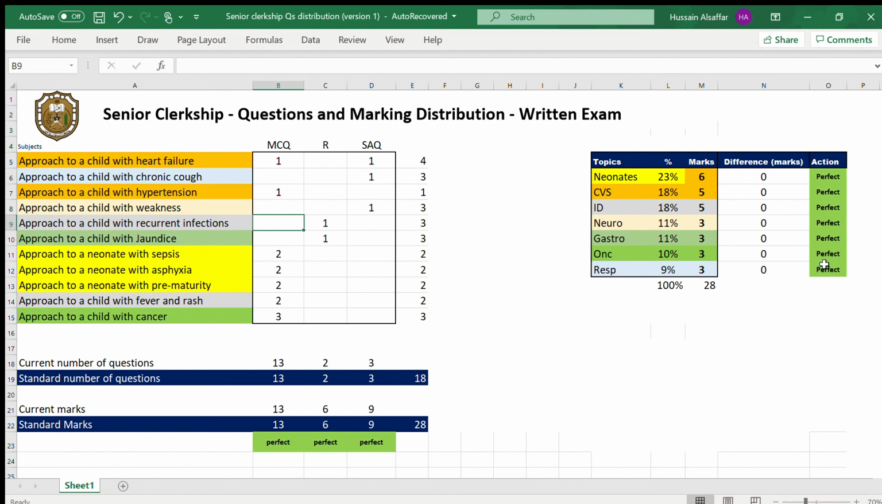I hope this explains it, and I found it very practical and nice to be used. It can be used for other exams.